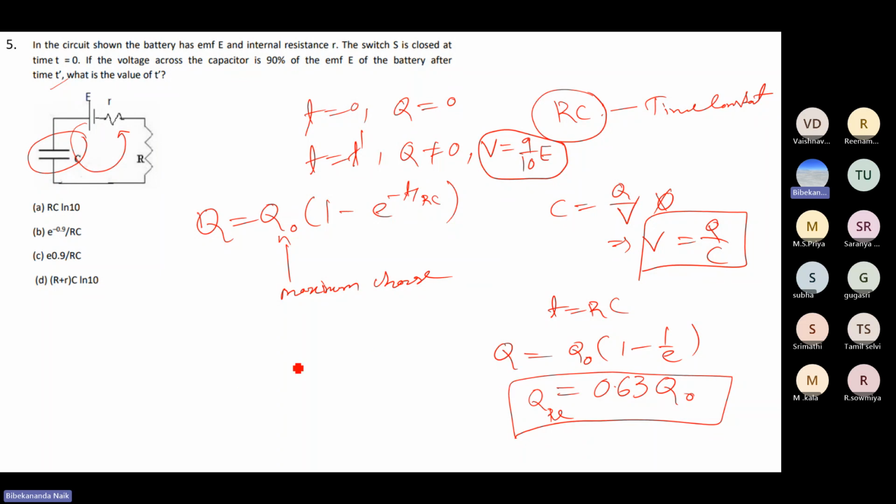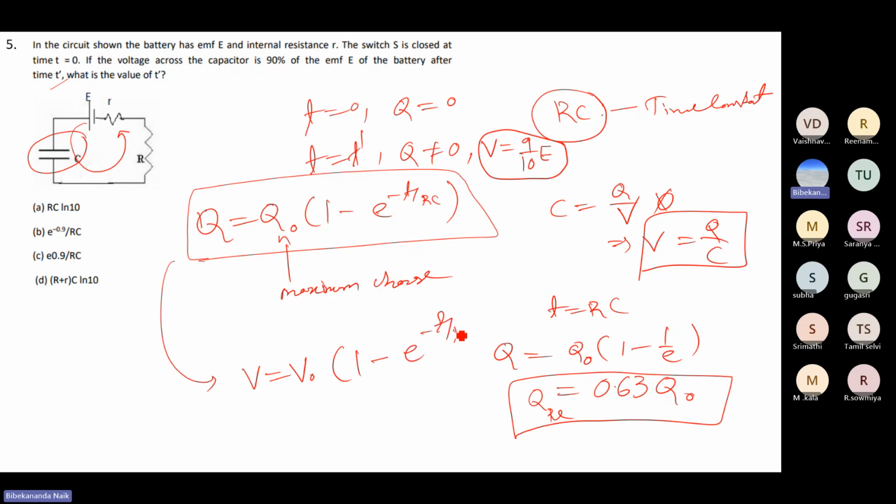So this is the case when the capacitor is charging. Since this is the relation of charging, similarly the voltage which is getting developed across the capacitor, V, will be V0 into 1 minus e to the power minus t by RC, because Q and V have direct proportionality. Now this V0 is the final or maximum voltage, and here it is written the circuit is connected to a source of EMF E. So this V0 is E in this case.